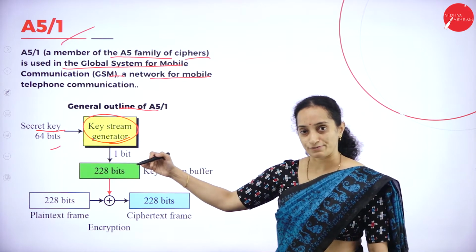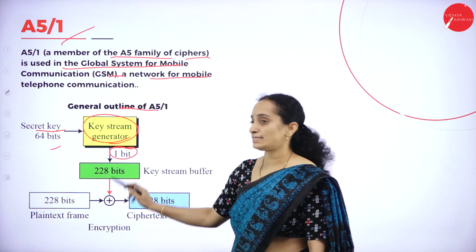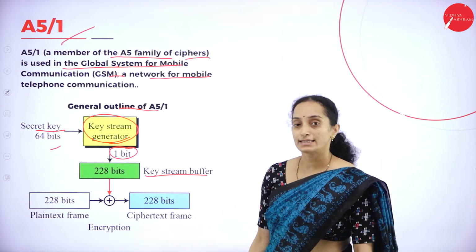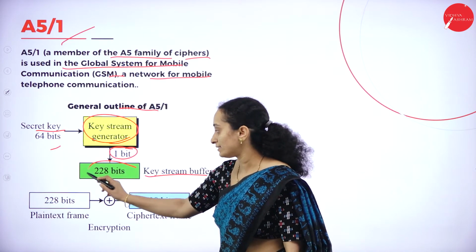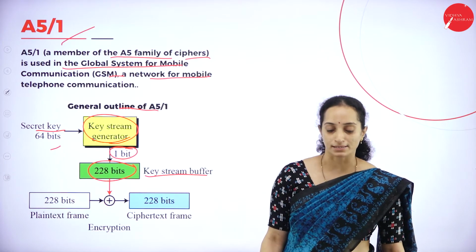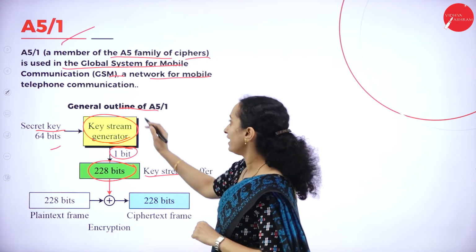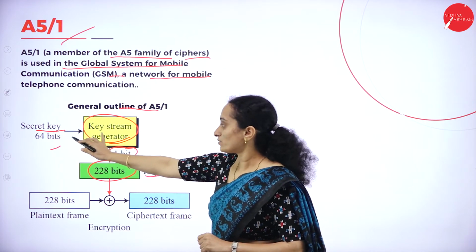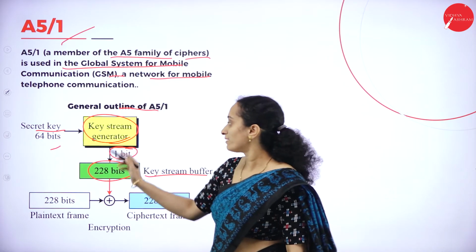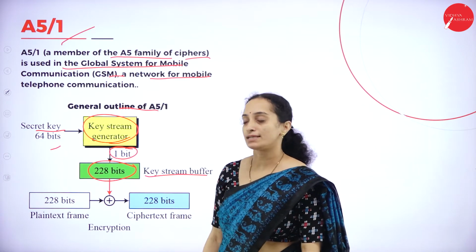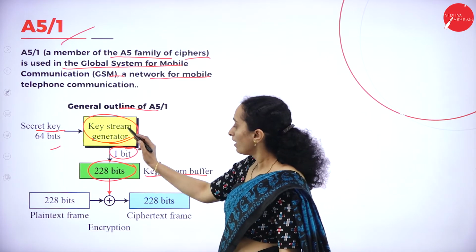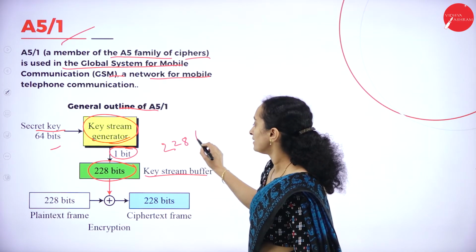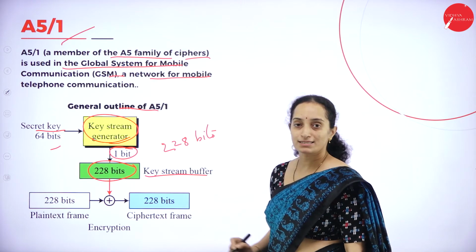From that secret key of 64 bits, one bit is taken at a time and is provided to the key stream buffer of capacity 228 bits. Now we have the A5/1 where the general outline is like this. So the secret key of 64 bits will be in the key stream generator. From this, one bit is added with the 228 bits in the key stream buffer.